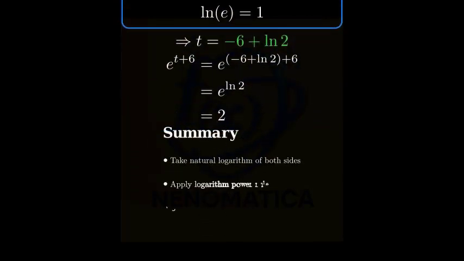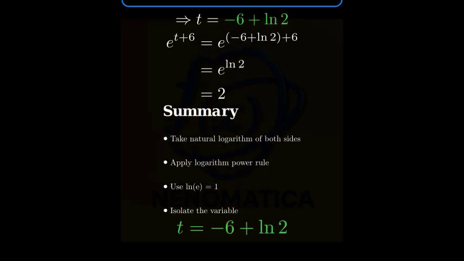To summarize, we solved the exponential equation e to the power of t plus 6 equals 2 by following these steps. First, we took the natural logarithm of both sides. Second, we applied the logarithm power rule. Third, we used the property that ln of e equals 1. And finally, we isolated t to get our answer. t equals negative 6 plus ln of 2.